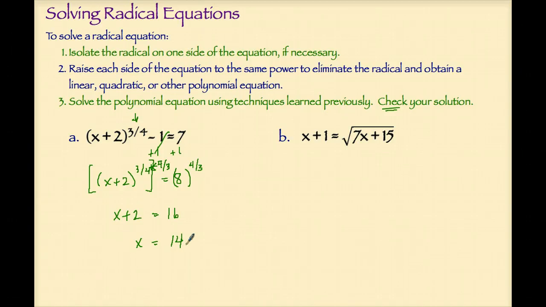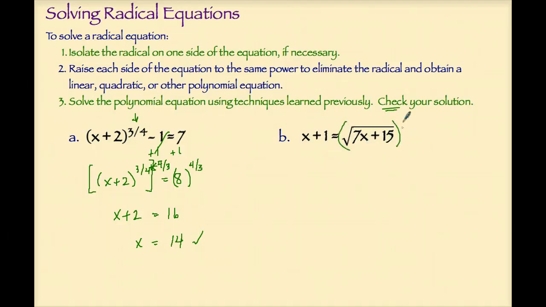Remember, it's a good idea to check your answers. So 14 plus 2 is 16. The 4th root of 16 is 2. Cubed, 8, minus 1 is 7. This checks out.